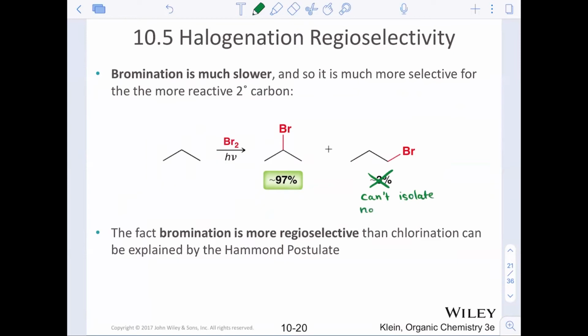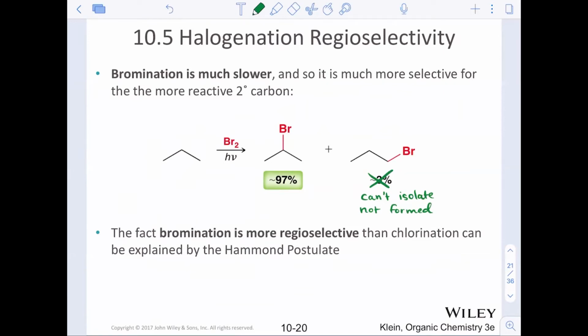We're going to assume that that means it's not formed as an actual product. If I can't actually isolate it, if I can't extract it as an organic chemist, I'm not going to ever see it in my product solution, right? I'm not going to be able to isolate it as a viable product. So bromination is slower because hydrogen abstraction is endothermic. Chlorination is much faster and not selective because the rate determining step, the hydrogen abstraction, is exothermic.